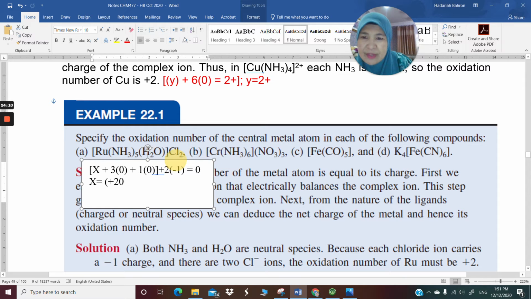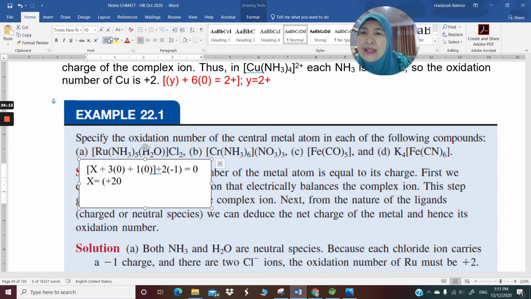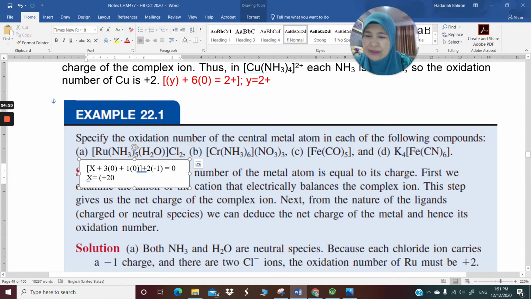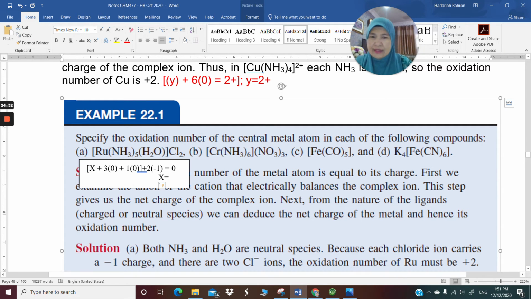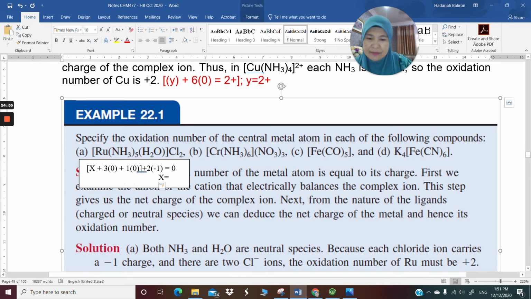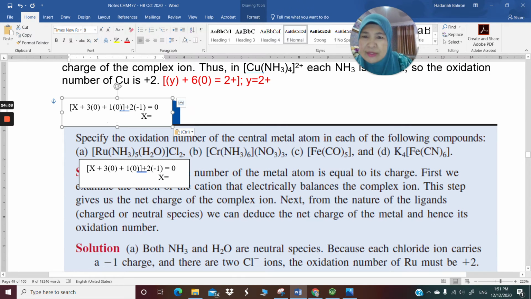Any question? Ask me later. Yep. X is equal to +2. This is 20. A lot of typo errors. Right. So that is it. So what about the second, B? I'm just going to go through this with you.